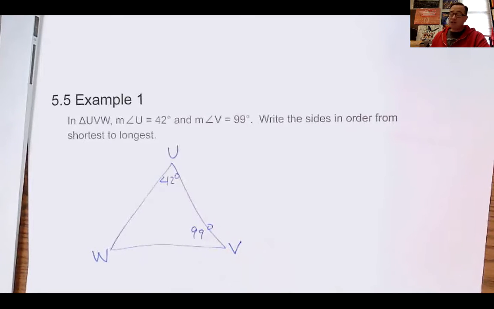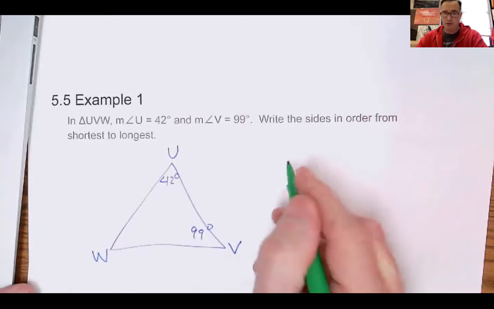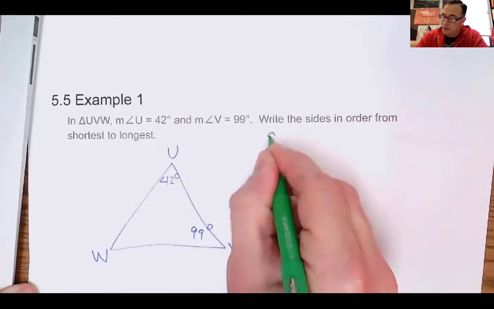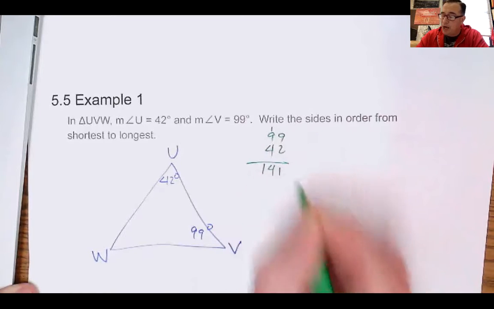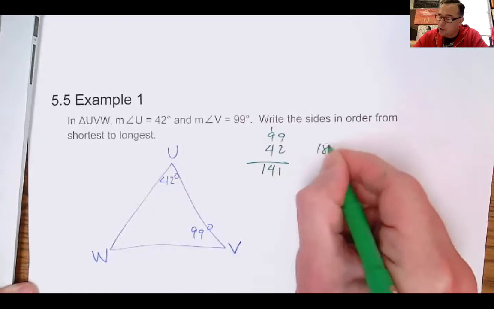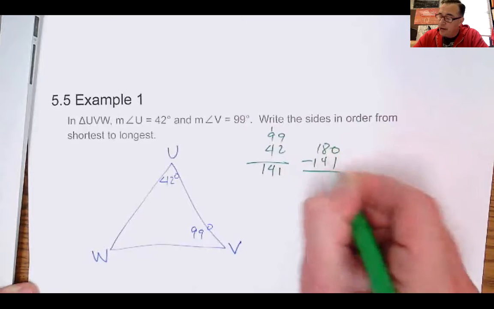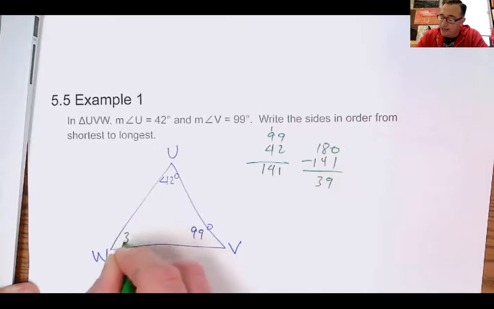All right, first thing we got to do, help me figure out what my third side might be. What do I got to do? My third angle, not my third side, my third angle. How do I figure out what angle W is? Add the two angles together and then subtract that addition problem from 180. So it's 141 with the two of them together. If I subtract from 180, I'm going to get 39 as my other angle.